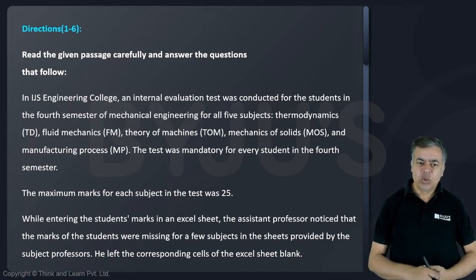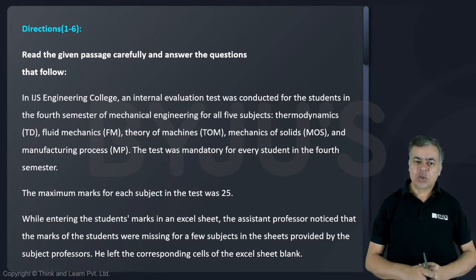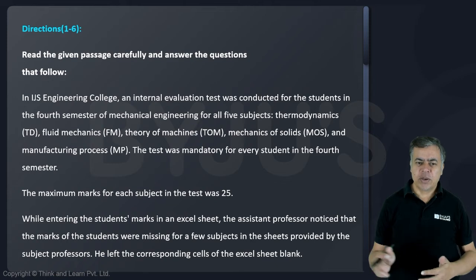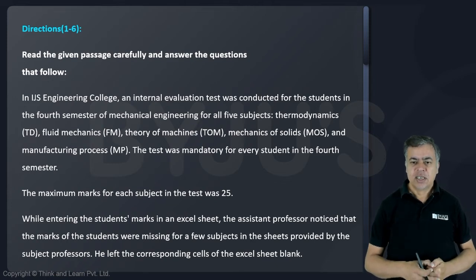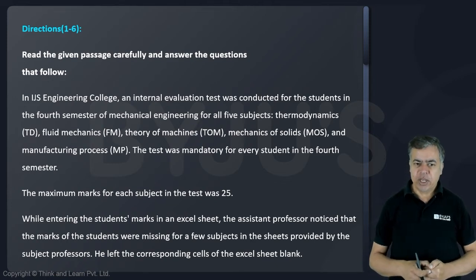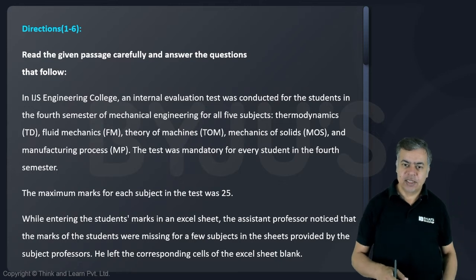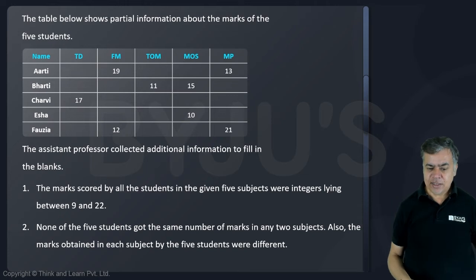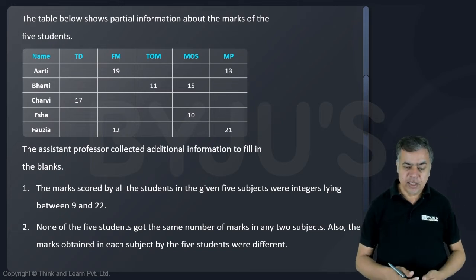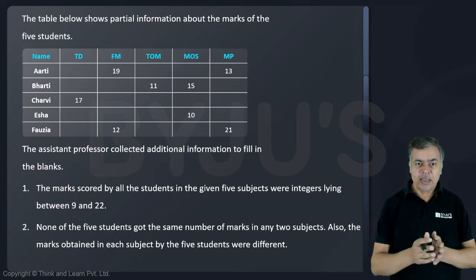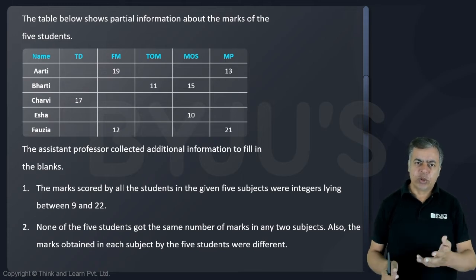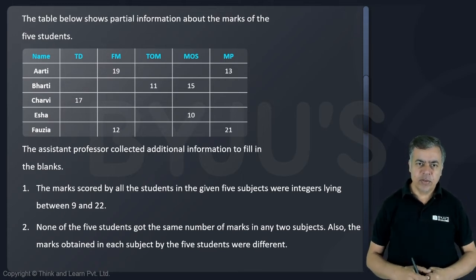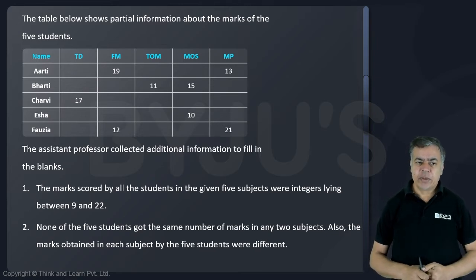While entering the students' marks in an Excel sheet, the assistant professor noticed that the marks of some students were missing for a few subjects in the sheets provided by the subject professor. He left the corresponding cells of the Excel sheet blank. Okay, let's see, so the missing data set is like this, right? The students are A, B, C, E, F, and there are these subjects, and you can see that a few data are missing.